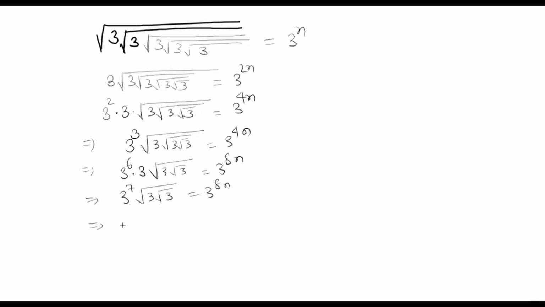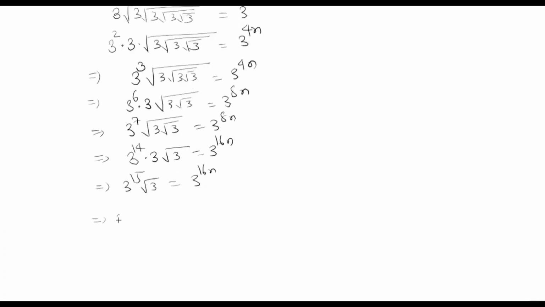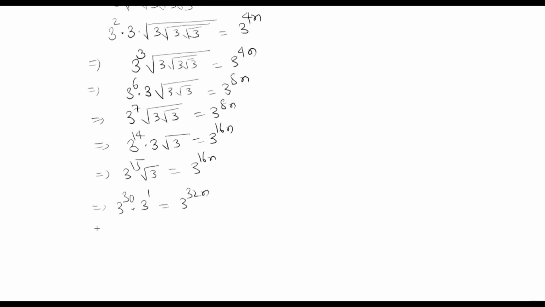Now I got to square it again, so this will become 3 to the power 14 into 3, the square root of 3. This will become 3 to the power 16n. And so this will become 3 to the power 15 into square root of 3. So this will become 3 to the power 16n. And then again square it, so this will become 3 to the power 30 into 3 to the power 1. Now it will be equal to 3 to the power 32n. Right, so this will become 3 to the power 31, and this will become 3 to the power 32n. So 32n should be equal to 31, so n should be equal to 31 upon 32. Okay. So this is one way.